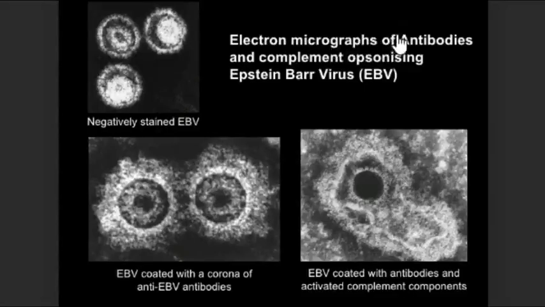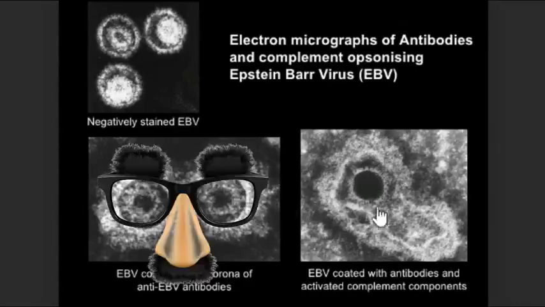Electron micrographs of antibodies of the Epstein-Barr virus. So this must be the virus, and then this is antibodies. How can you tell? Maybe this is because your electron microscope messed up the sample. It looks like two eyes.